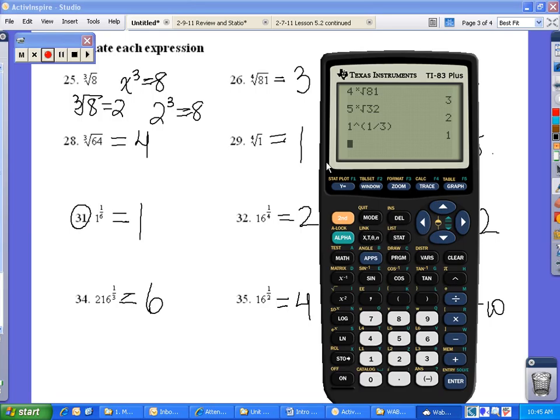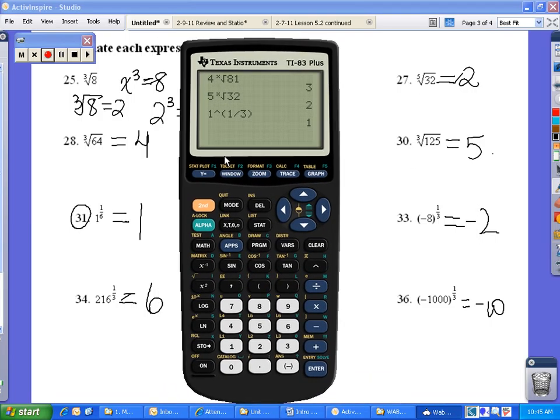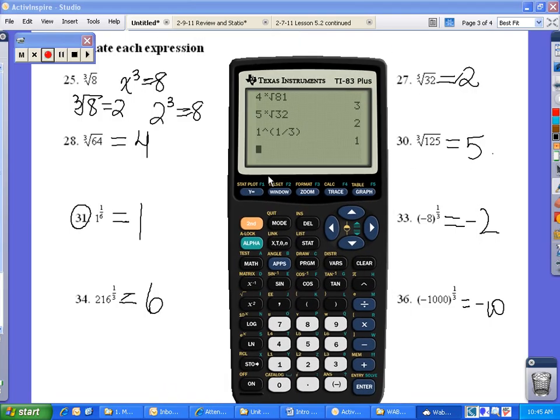One key that I want to make sure that you understand is when you're putting in ones like number 33 and 36, please make sure that you put your negative and you use the parentheses. So you want to do -8 and parenthesis caret, parenthesis again, 1/3. So when you're putting it in your calculator, again, make sure that you're actually putting it in correctly.